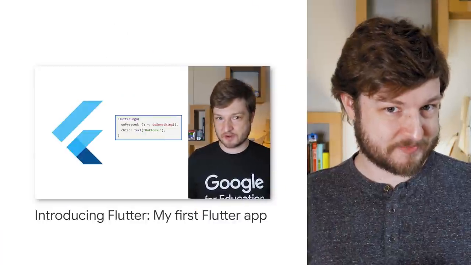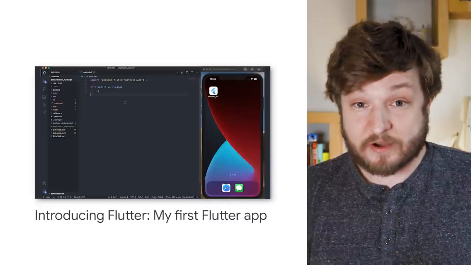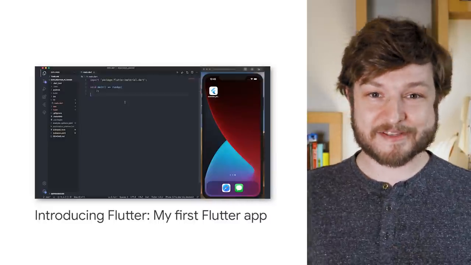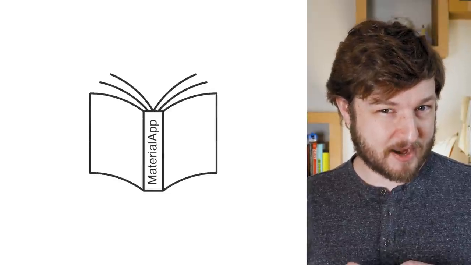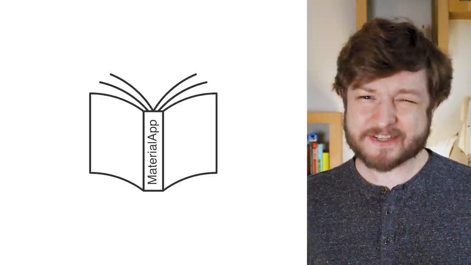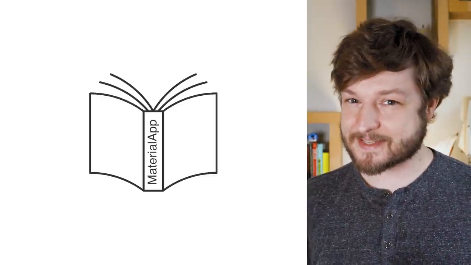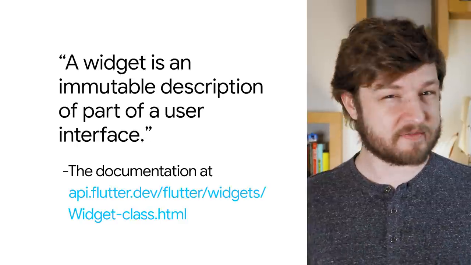In the last episode, we talked about what Flutter is and how to construct a basic app. We covered what widgets are and even started writing some code. I used the analogy of a book to describe widgets. In that example, the book is like our material app. It doesn't do anything on its own, but it sets the theme for the entire rest of the app. It's not a perfect analogy, though.